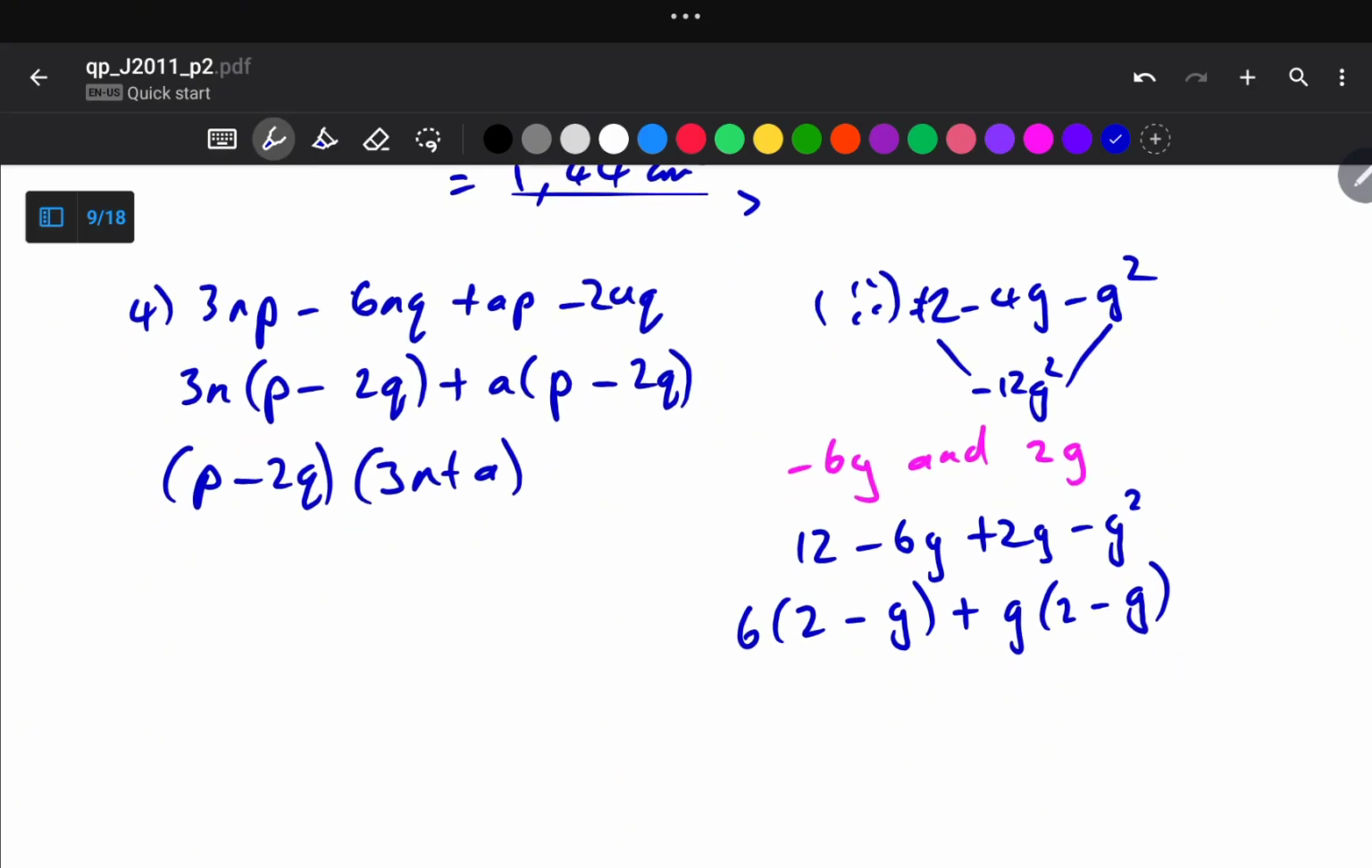So 2 minus g becomes our new common factor, and we can factor it out to say 2 minus g multiplied by 6 plus g. So this is our final answer.